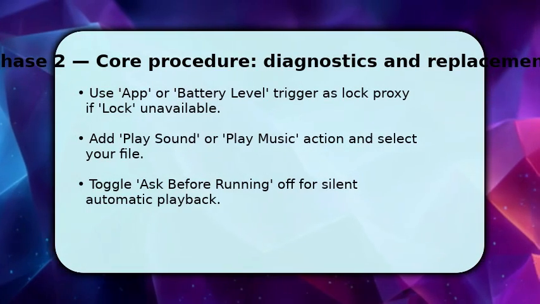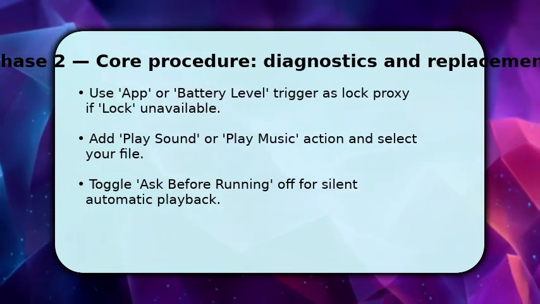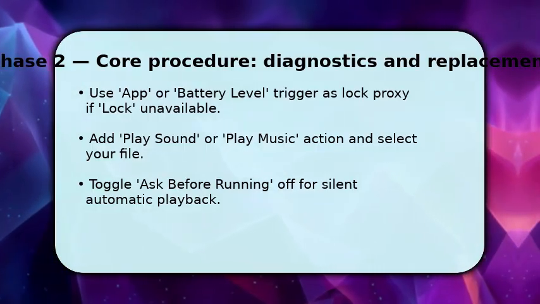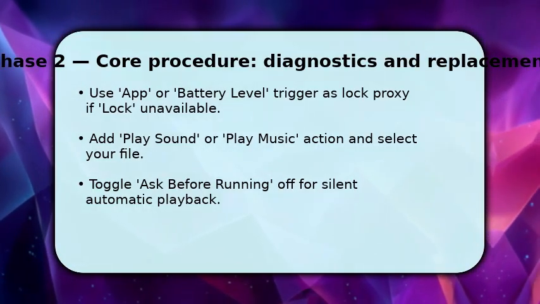You now build the actual automation. If Shortcuts lacks a direct lock trigger, pick a reliable proxy, like an app that opens on lock or battery level change combined with sleep routines.